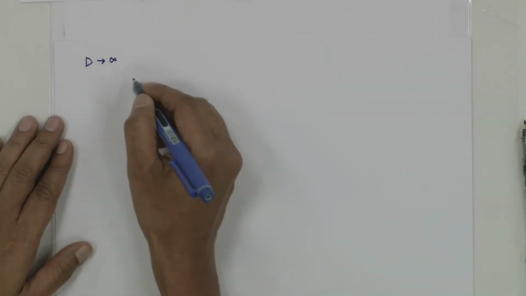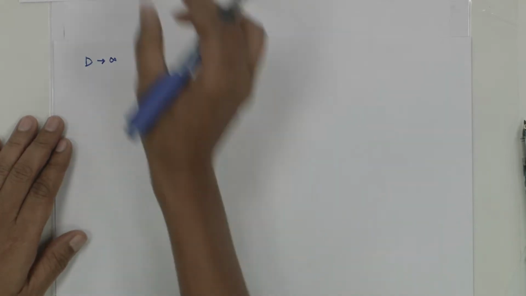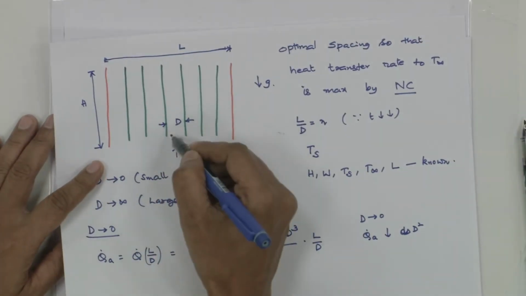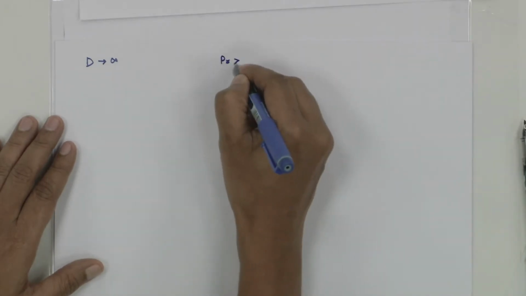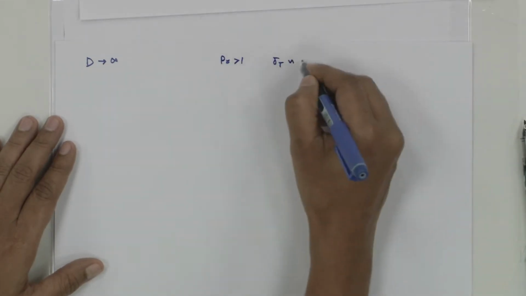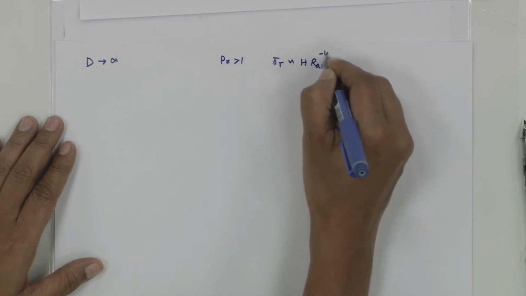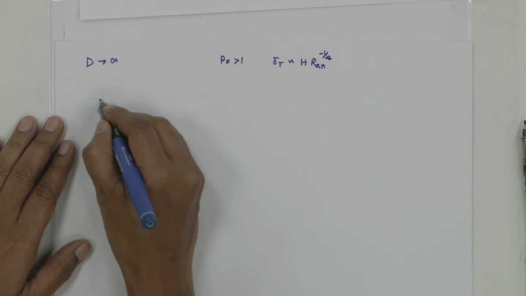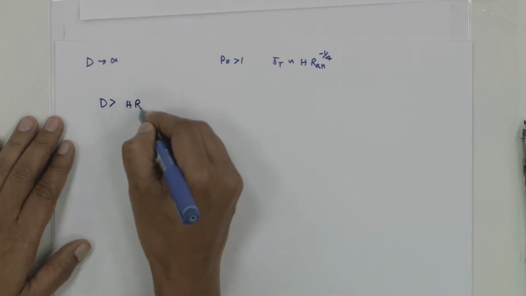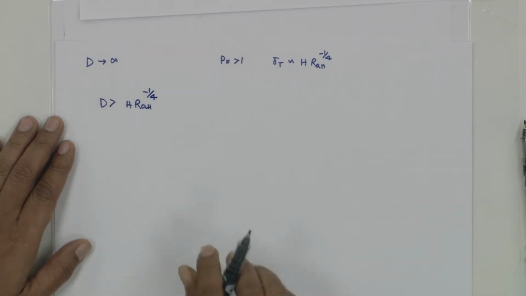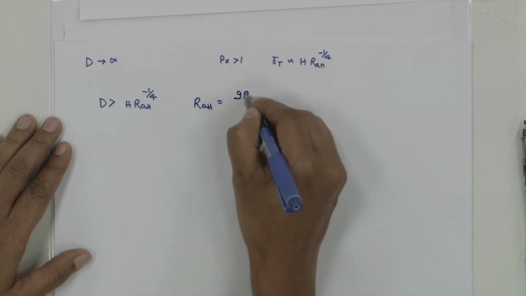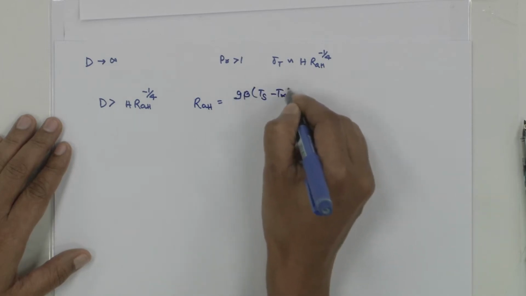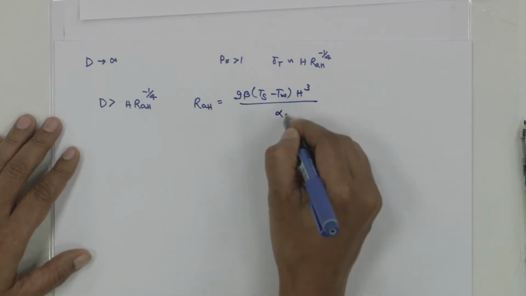Now let us take up the D tending to infinity limit, large spacing. That means the plates are wide enough that the boundary layer of one plate will not interfere with the boundary layer of the other plate. We take the Prandtl number greater than 1 case, and delta T for Prandtl number greater than 1 is h Ra_h to the power of minus 1 by 4. We are saying that D is greater than h Ra_h to the power of minus 1 by 4, so that they are not interfering. And the Rayleigh number, to remind you, is g beta Ts minus T infinity h cube upon alpha nu.